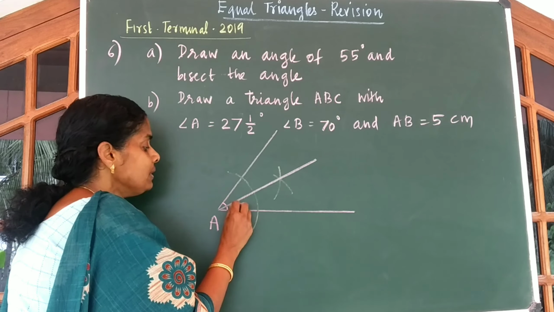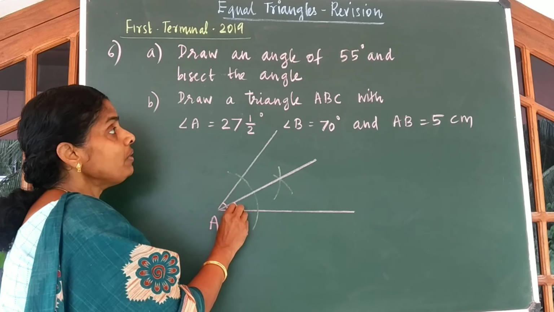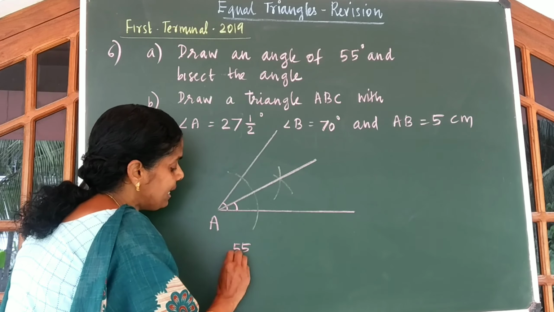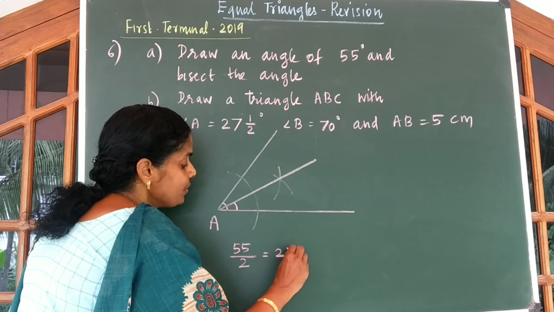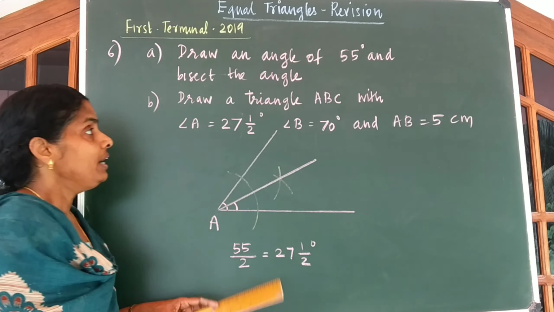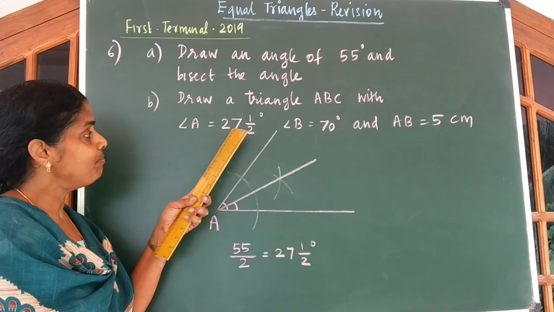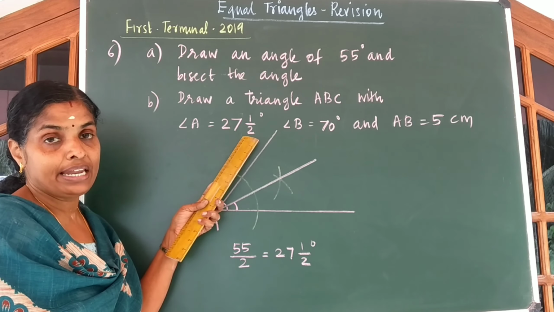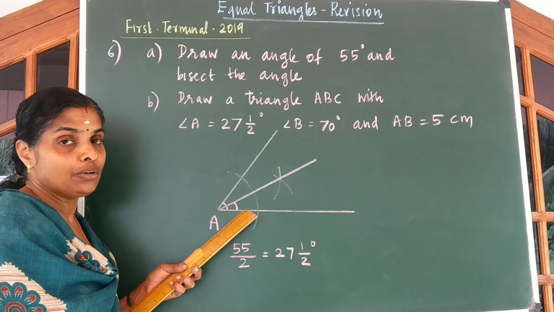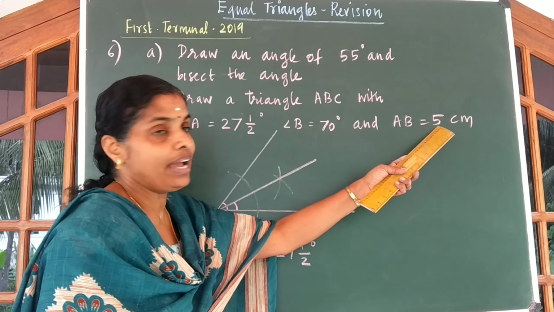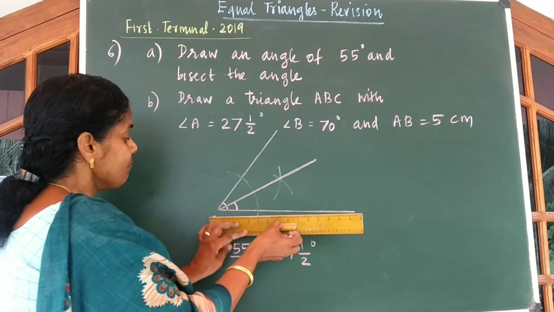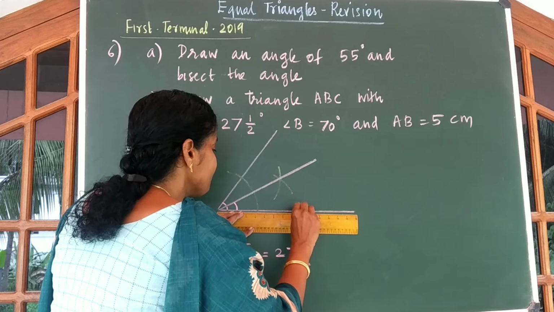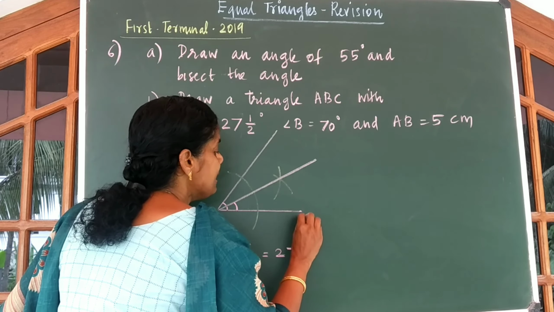Now you know this angle will be equal to 55 divided by 2. Isn't it? So this angle is 55 divided by 2, that is equal to 27.5 degree. Let us use the same figure for completing the second figure. Angle A is equal to 27.5 degree. So I have the angle over here. AB is equal to 5 centimeter. So let us measure 5 centimeter in this line. So I mark 5 centimeters. Point is named as B.